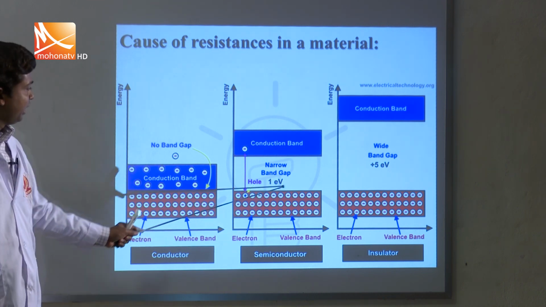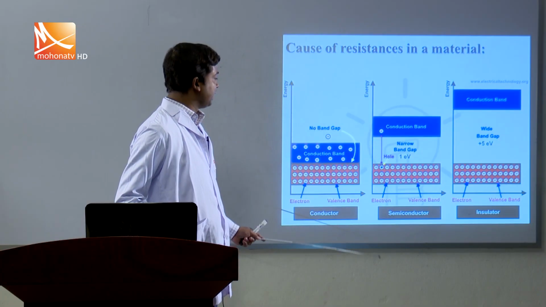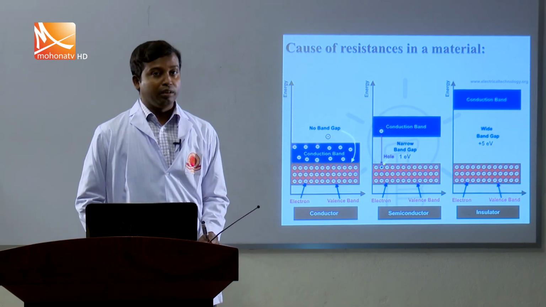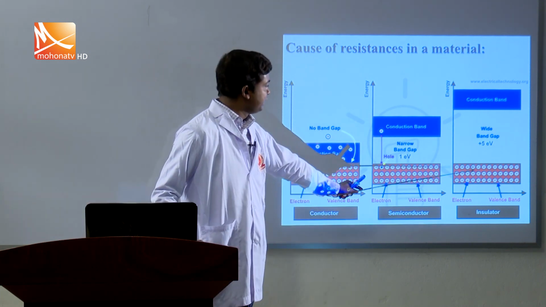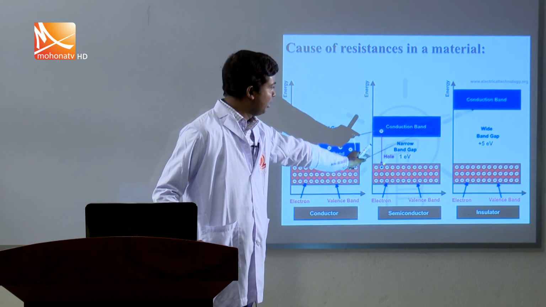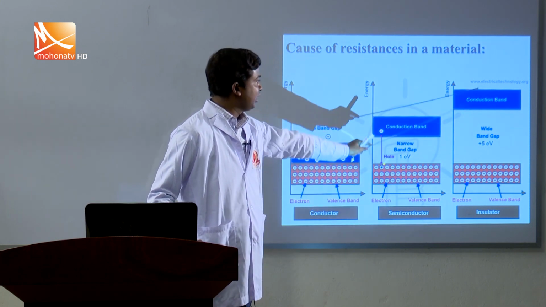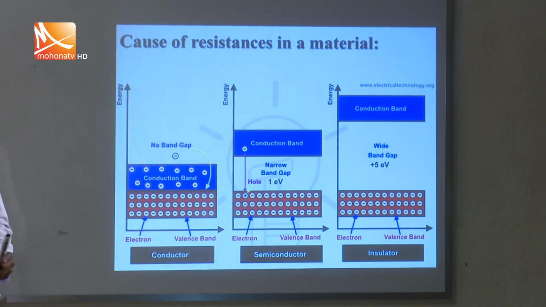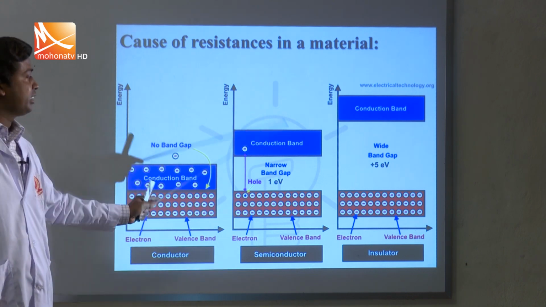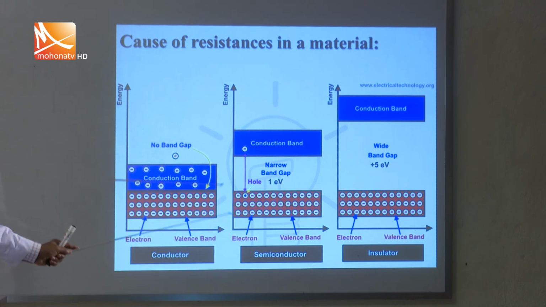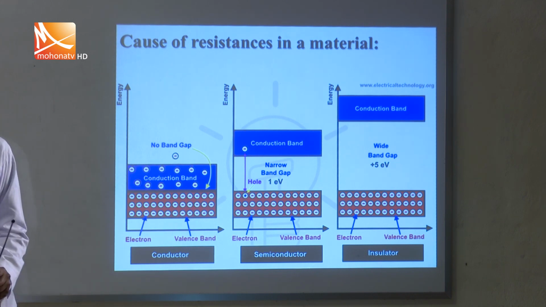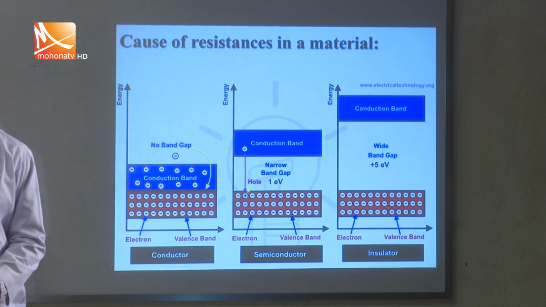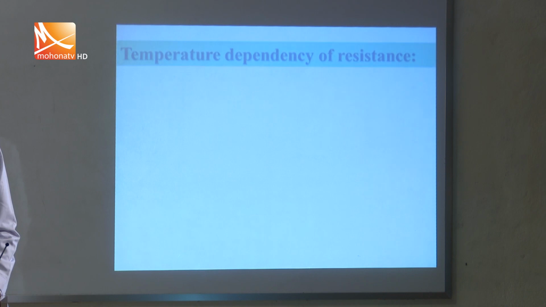But in a semiconductor, there is a band gap. If temperature increases, then electrons jump from the valence band to the conduction band, which creates electricity. And for an insulator, the band gap is much wider. That is why electrons cannot reach the conduction band by jumping. That is why, with the increase of temperature, the conductivity of a semiconductor will increase, but not that of a conductor. That means with the increase of temperature, the resistance of a conductor will increase, but that of a semiconductor will decrease.